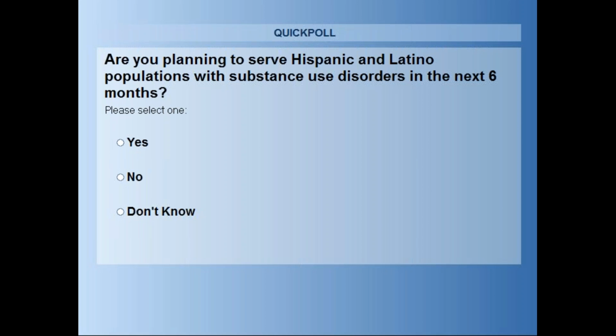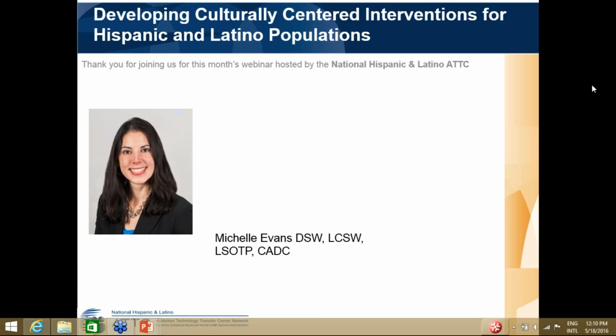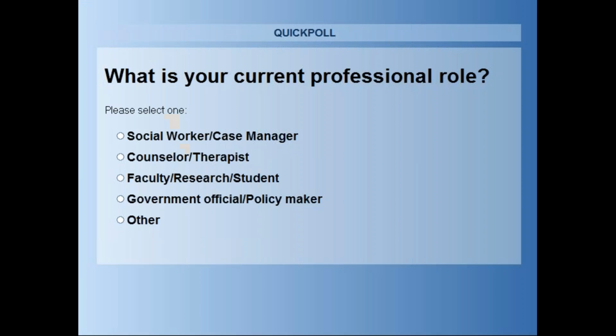And 83% say yes, 7% say no, and 13% don't know. Our next question. What is your current professional role? And we have 37% social worker, 34% counselor therapist, 3% faculty research student, 6% government official policymaker, and 33% other. Okay.